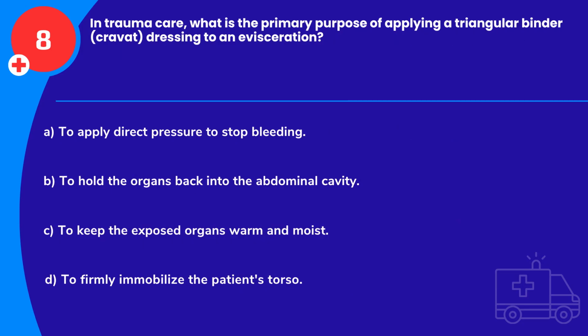Question 8. In trauma care, what is the primary purpose of applying a triangular binder, cravat dressing to an evisceration? A. To apply direct pressure to stop bleeding. B. To hold the organs back into the abdominal cavity. C. To keep the exposed organs warm and moist. D. To firmly immobilize the patient's torso.